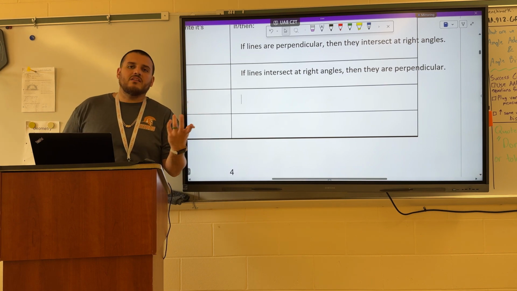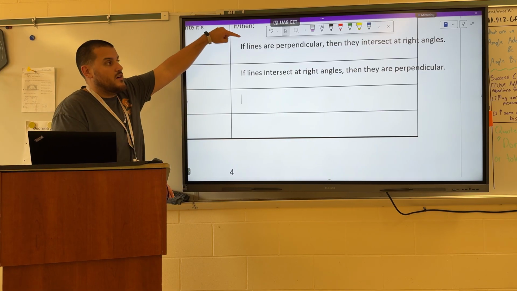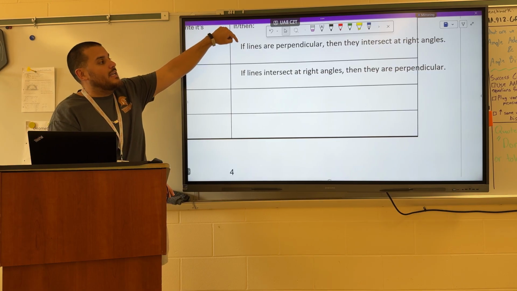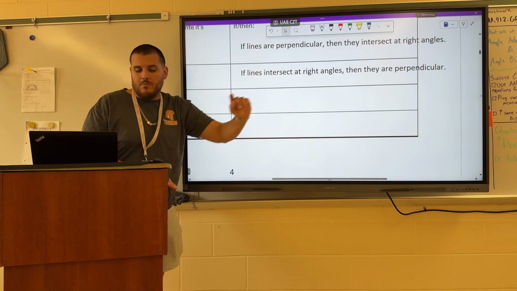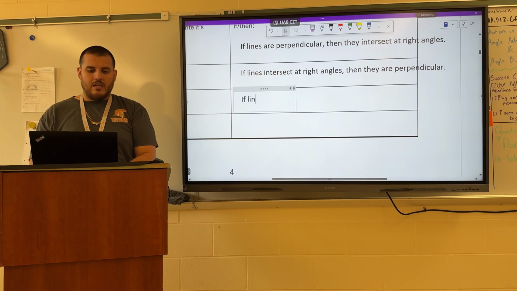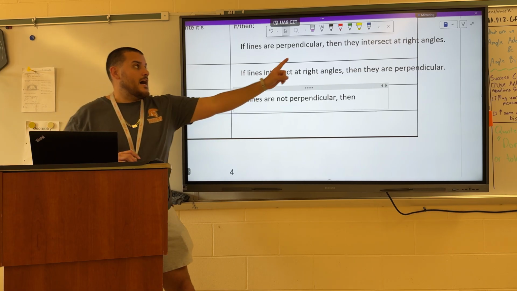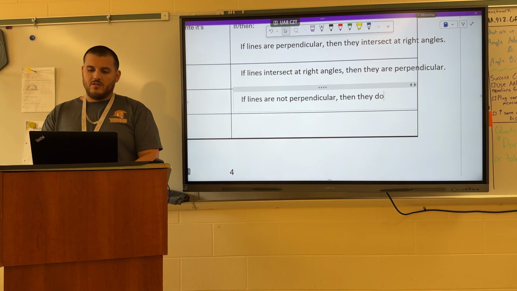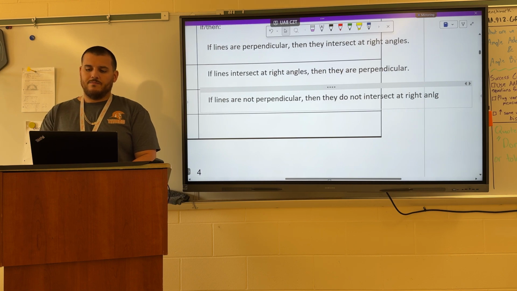Remember, the inverse of a statement would be to negate the hypothesis and conclusion. So again, this is our original conditional statement up top. That's one where we're going to negate our hypothesis and conclusion. So the opposite of if lines are perpendicular would be if lines are not perpendicular. Then the opposite of they intersect at right angles would be then they do not intersect at right angles.